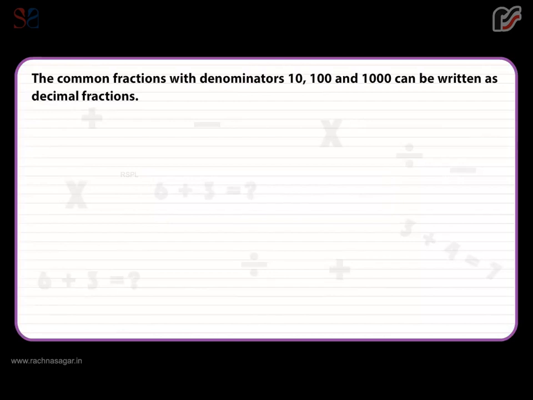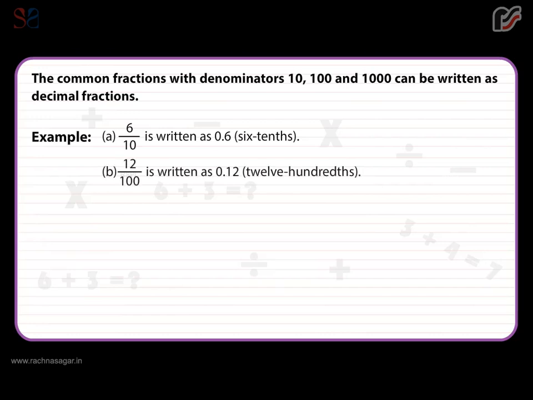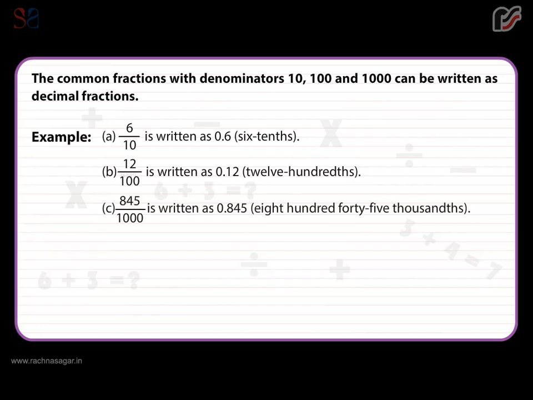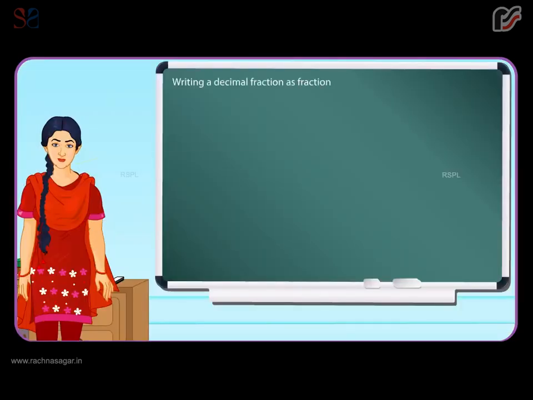The common fractions with denominators 10, 100 and 1000 can be written as decimal fractions. Example, 6 upon 10 is written as 0.6, 6 tenths. 12 upon 100 is written as 0.12, 12 hundredths. 845 upon 1000 is written as 0.845, 845 thousandths. Writing a decimal fraction as a fraction.